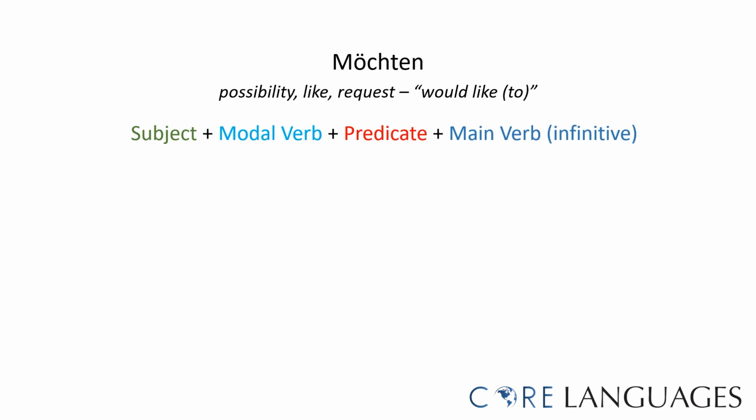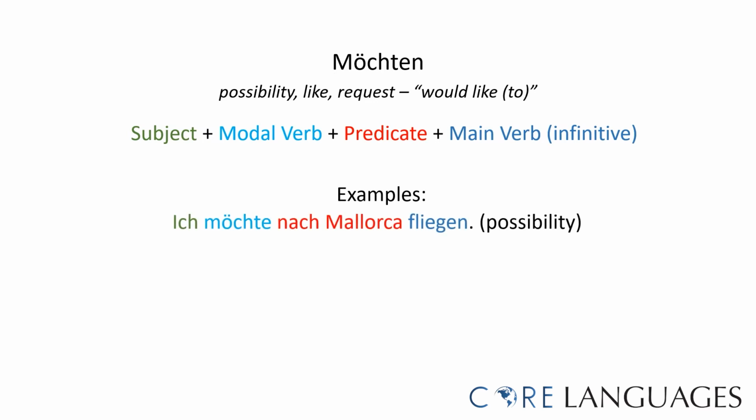Möchten is the general subjunctive conjugated version of mögen, to like. Möchten means would like to, and it is used to express a possibility, a like, or a request. Zum Beispiel, ich möchte nach Mallorca fliegen. I would like to fly to Mallorca. Möchten Sie etwas trinken? Would you like to drink something?